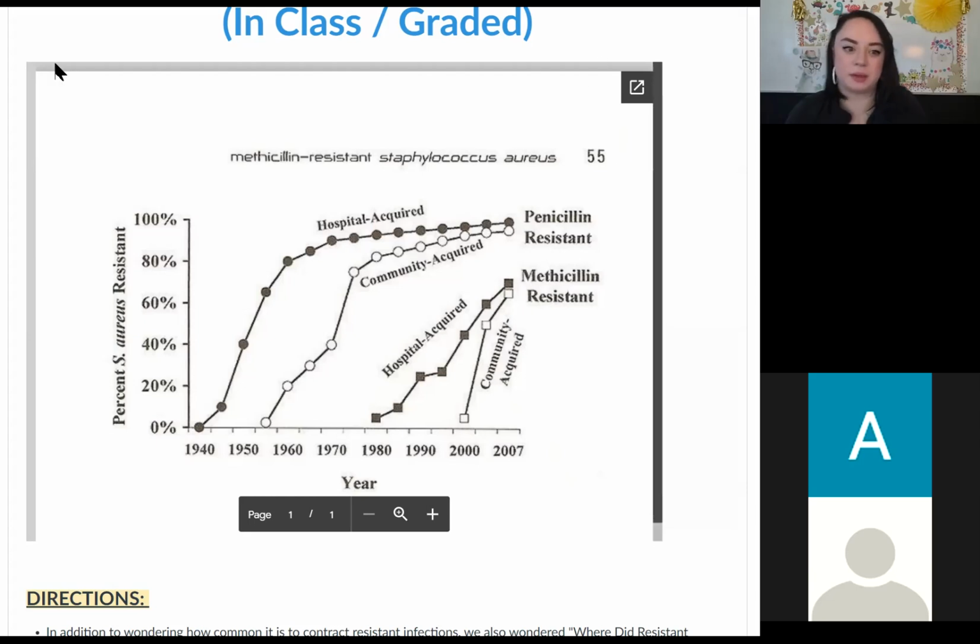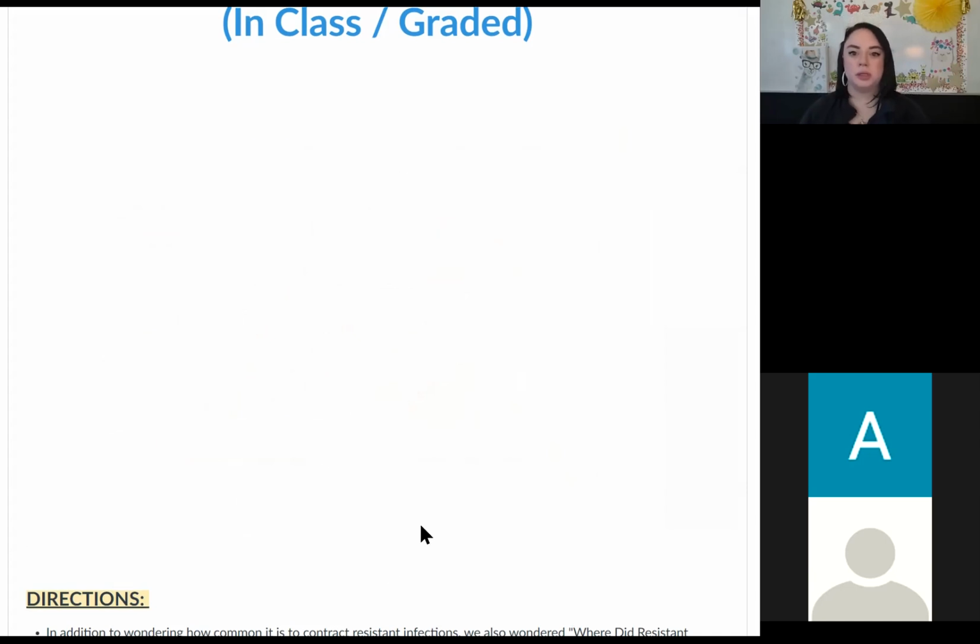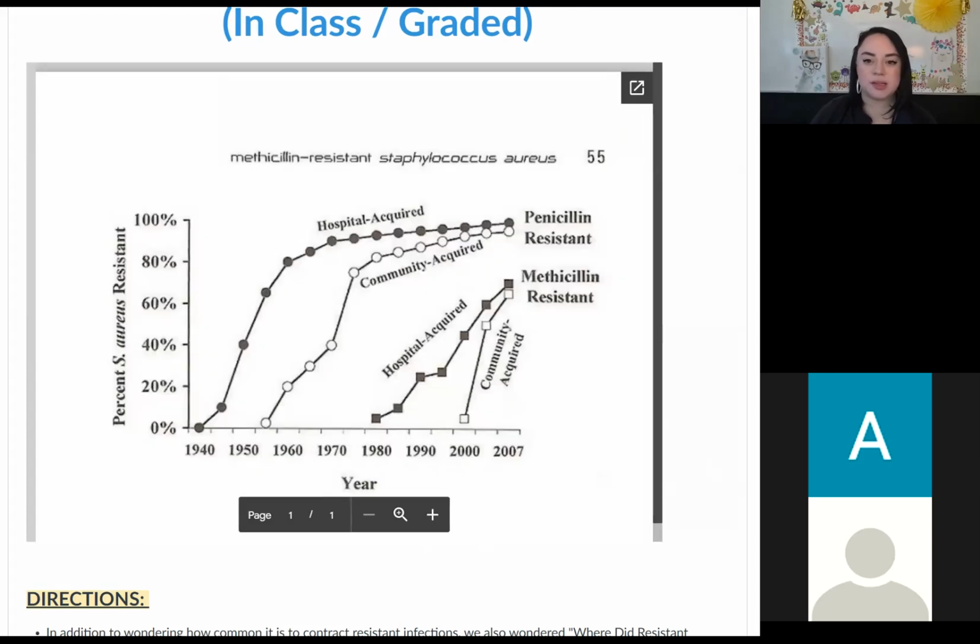All right, so let's look at our posts. And as we look at the posts, I'm going to make some corrections just because there's a little bit of confusion about the graph, which is okay.